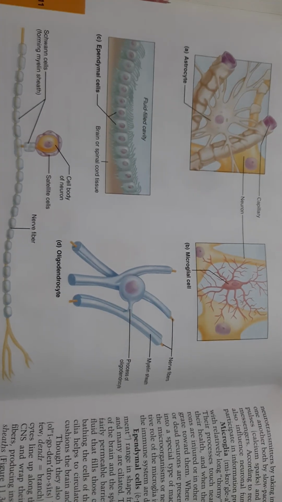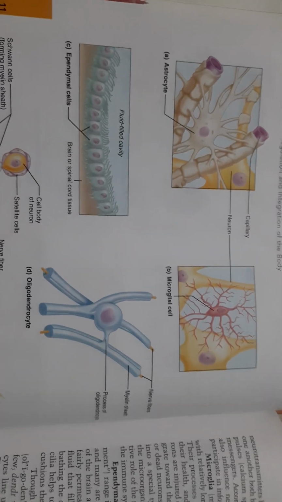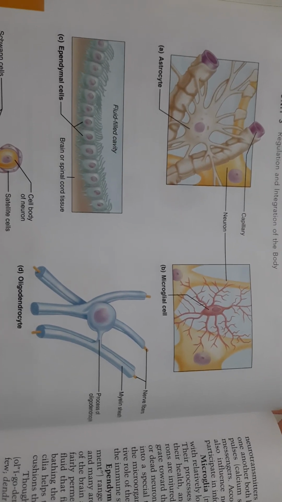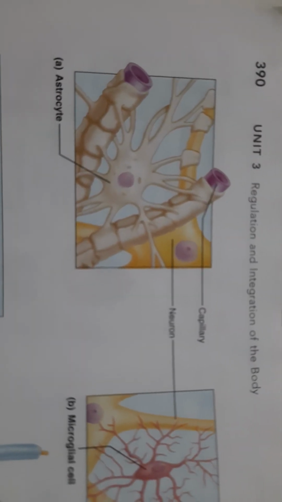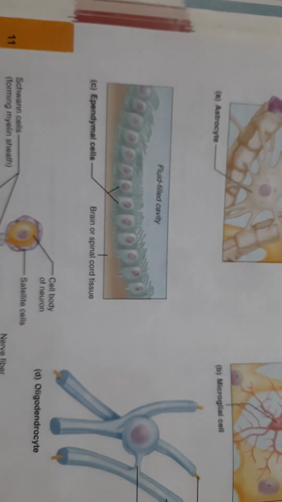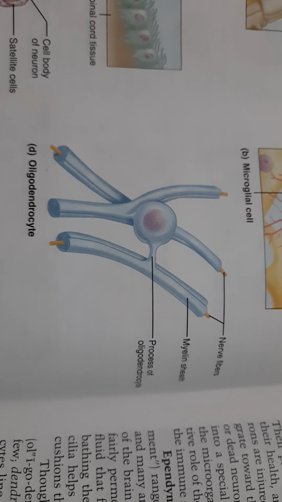Let me go to the next page. These are the images of them. First of all, in the central nervous system, the 4 types of glial cells or neuroglial cells found are astrocytes, microglia, ependymal cells, and oligodendrocytes.